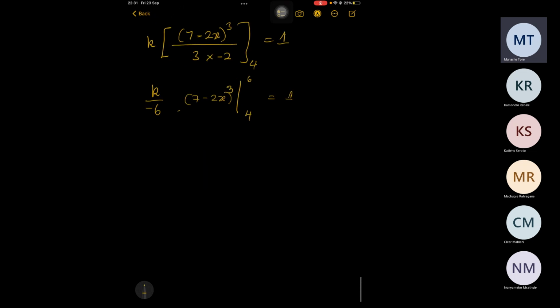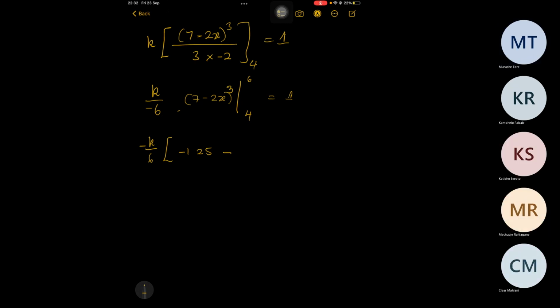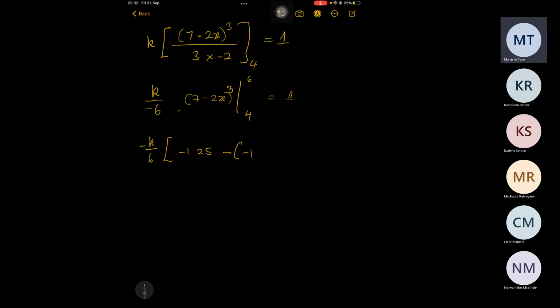So when you substitute 6, it's going to be -k over 6. When you substitute 6, the answer you get is going to be (7 minus 2 into 6) to the power 3. I got -125. Then it's minus, when you substitute the lower limit 4, wait, 7 minus 2 into 4, to the power 3, it's going to be -1. So it's that minus 1.